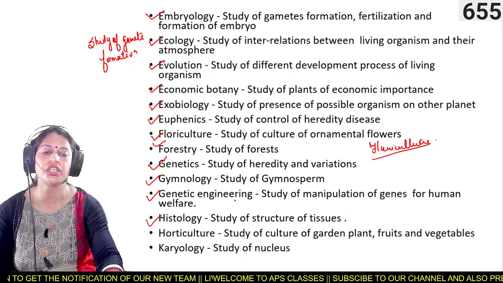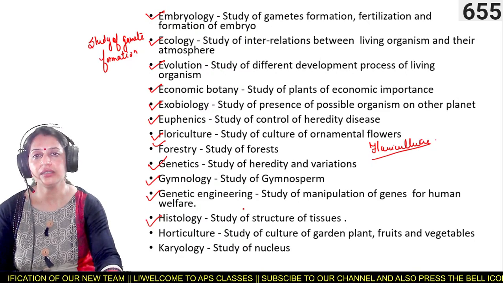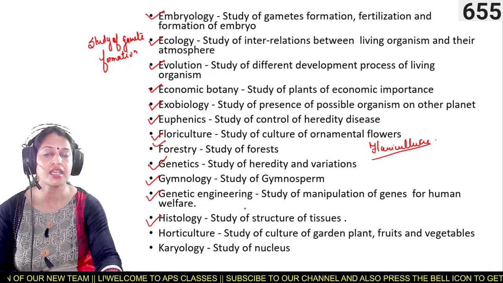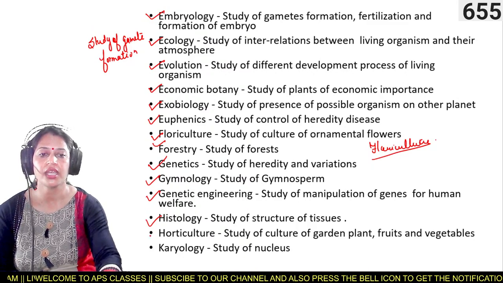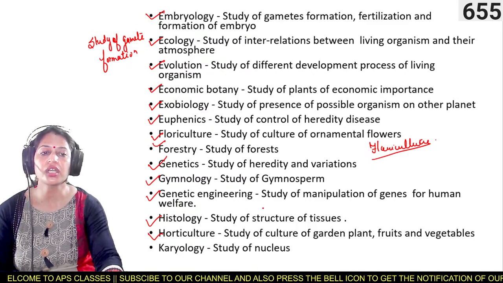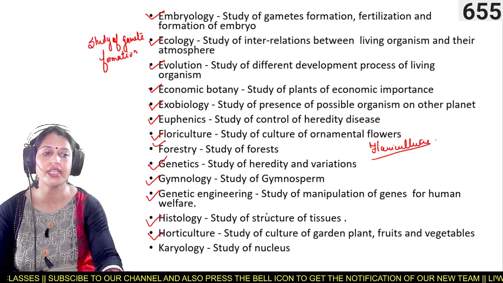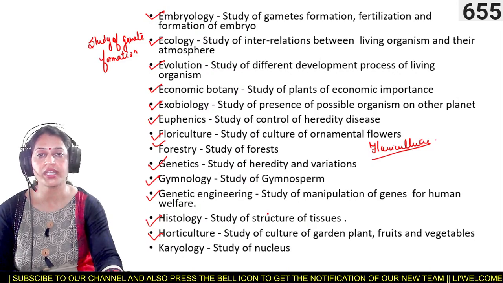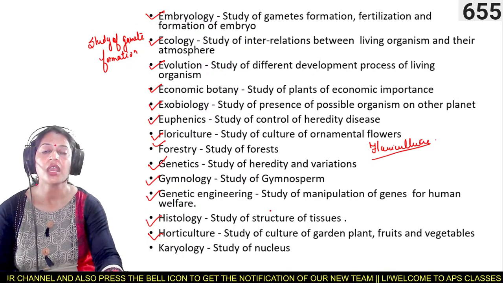Next is histology, study of the structure of the tissue. In this branch of biology we study the structure of the tissue; that branch of biology is known as histology. Next is horticulture, study of the culture of the garden plants. Studying the culture of garden plants, fruits and vegetables; that branch of biology is known as horticulture.